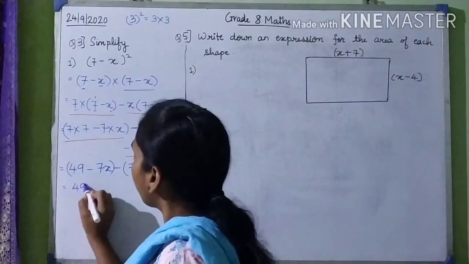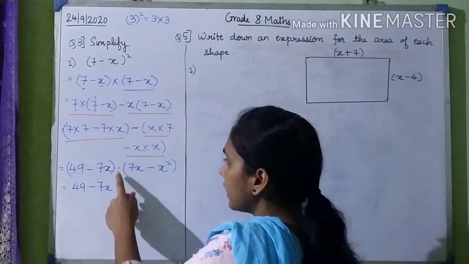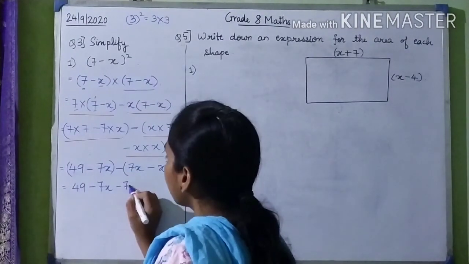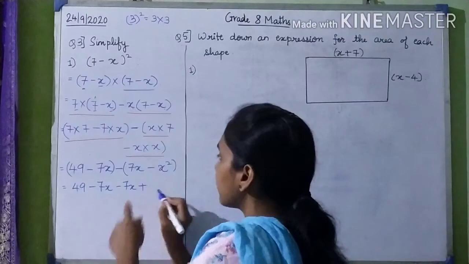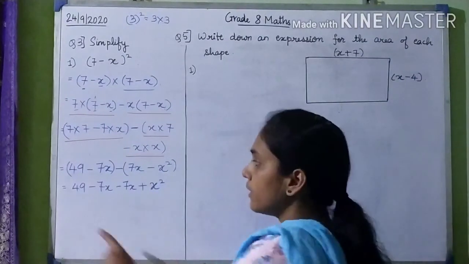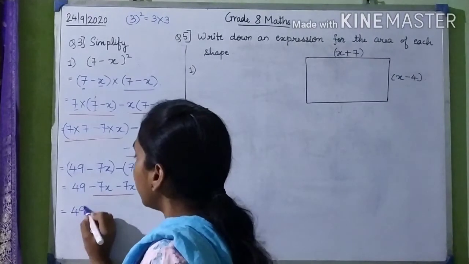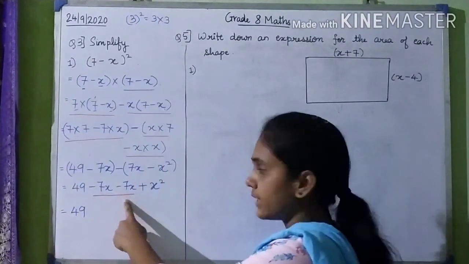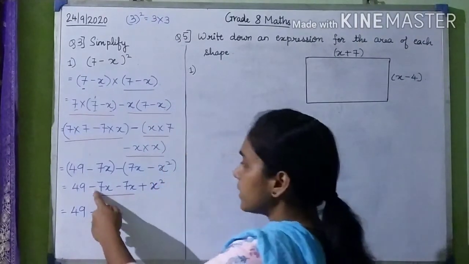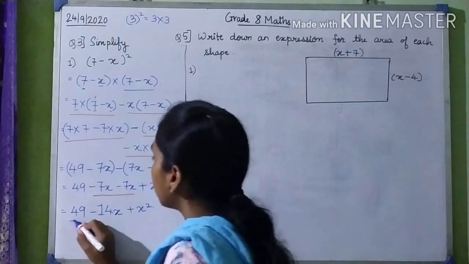Okay. Now 49 minus 7x. Now I am removing the brackets. So this minus sign will get multiplied to each term. Okay. So minus into 7x will become minus 7x. Minus into minus becomes plus. And there is 1 here. So this becomes plus x square. Okay. Now minus 7x are like terms. So 49 minus minus means we have to add them. So 7 plus 7 is 14. Both numbers are negative. So the answer will also be negative. So minus 7x minus 7x is minus 14x plus x square. Okay. So this is our final answer.